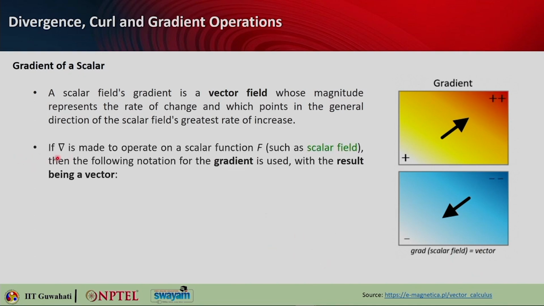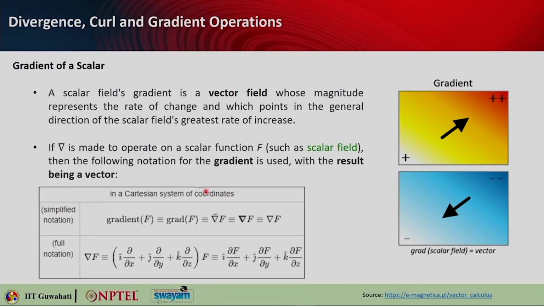Now if del is made to operate on a scalar field, as you understand, you will get a vector, and this is given by this particular notation. You can write gradient of f, or grad of f, or you can simply write del f, and that will give you the gradient. The same thing has different variations: you can write del with a small arrow on top, that is the del operator, or you can write it this way, or this way. All of these convey the same meaning.